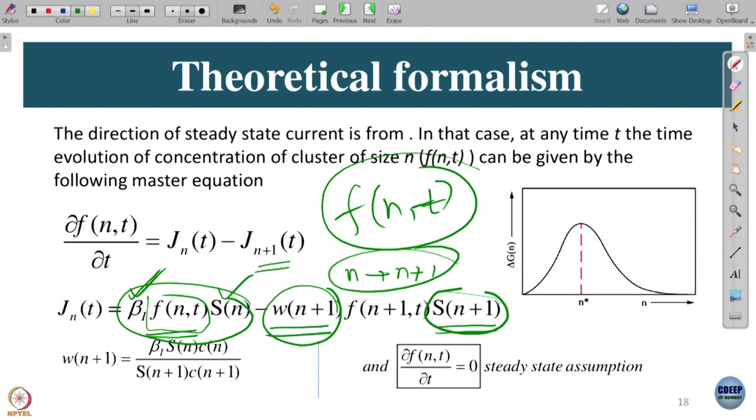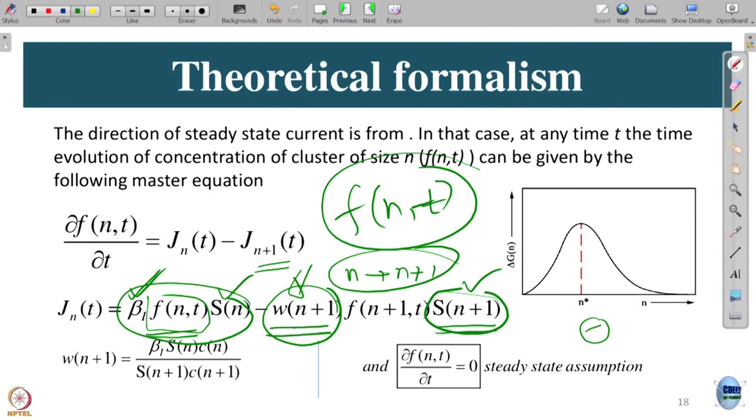But how do I, so this I have a control, Sn I know, Sn plus 1 I know, the surface of the sphere of n is n to the power 2/3, I know that. I don't know what is Wn plus 1. This is a very, very interesting condition here. How do I find Wn plus 1? Now there comes a very, very important quantity.